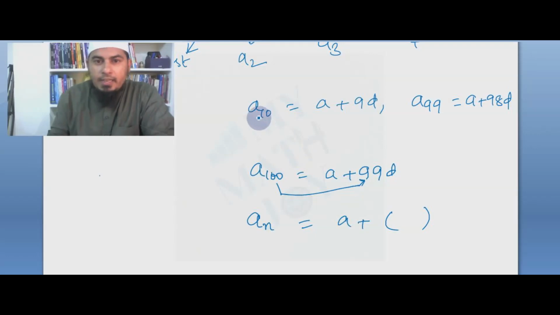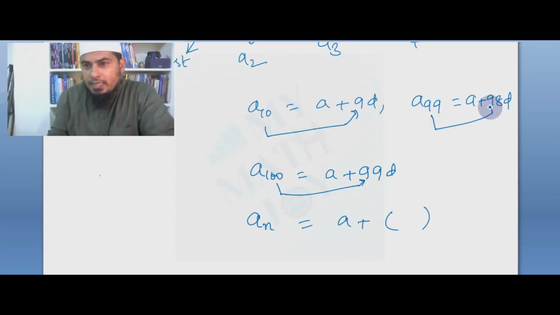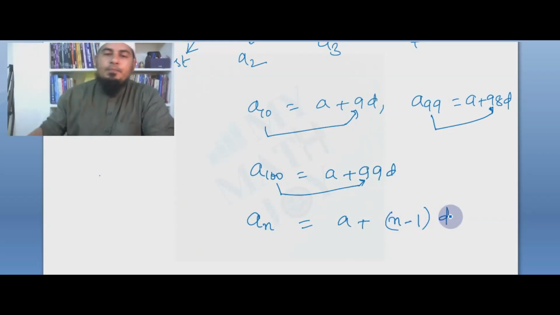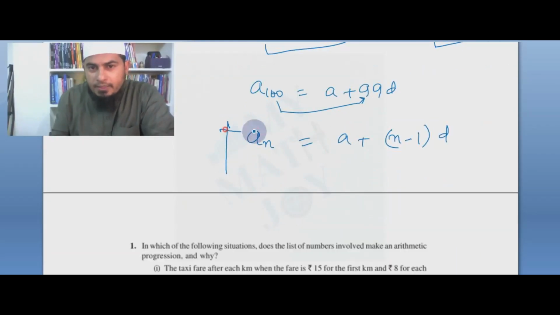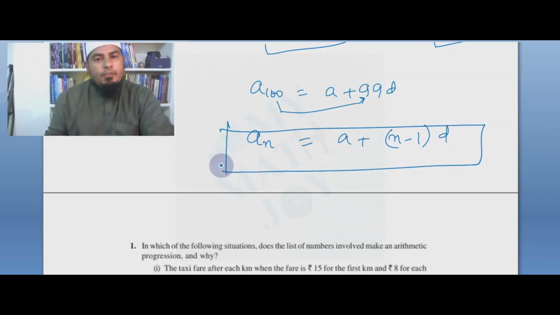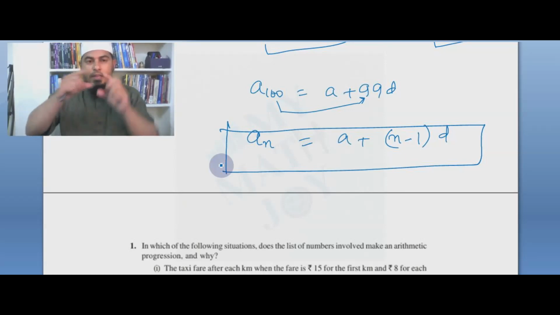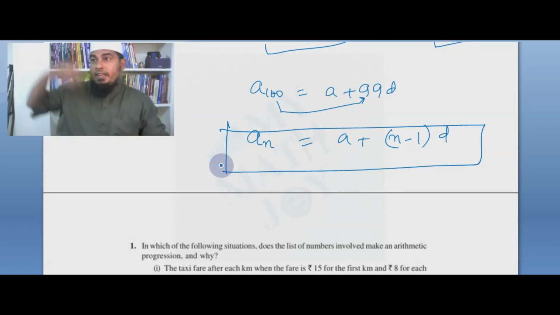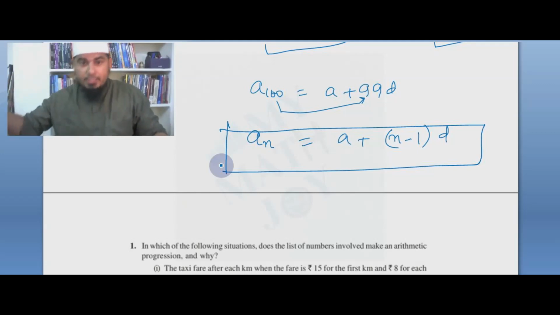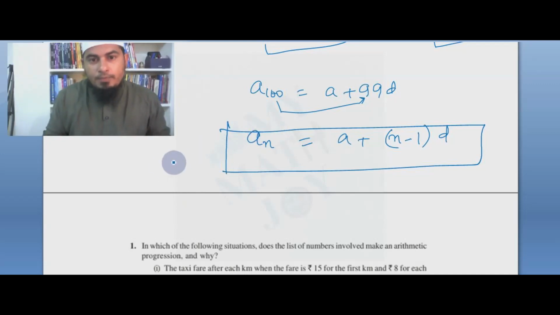For 100, it is 99; for 10, it is 9; for 99, it is 98. So if it is n here, it will be n minus 1 times D. This is the nth term formula for an arithmetic progression. If you know the first term and the common difference in that sequence, the 78th term, the 150th term, or the 100th term can be found with the help of the nth term formula. The nth term of an AP is given by this.